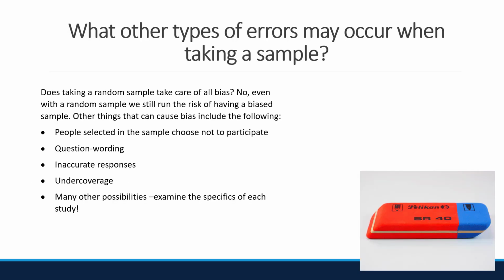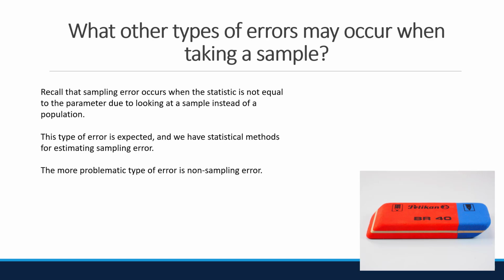What other types of errors may occur when taking a sample? Does taking a random sample take care of all bias? No. Even with a random sample, we still run the risk of having a biased sample. Other things that can cause bias include the following: people selected in the sample chose not to participate, question wording, inaccurate responses, undercoverage, and many other possibilities. We always want to examine the specifics of each study. In practice, think hard about potential sources of sampling bias and try your best to avoid them.